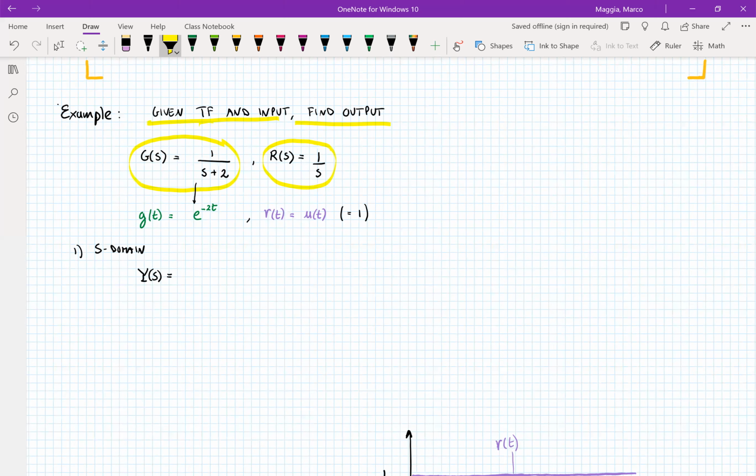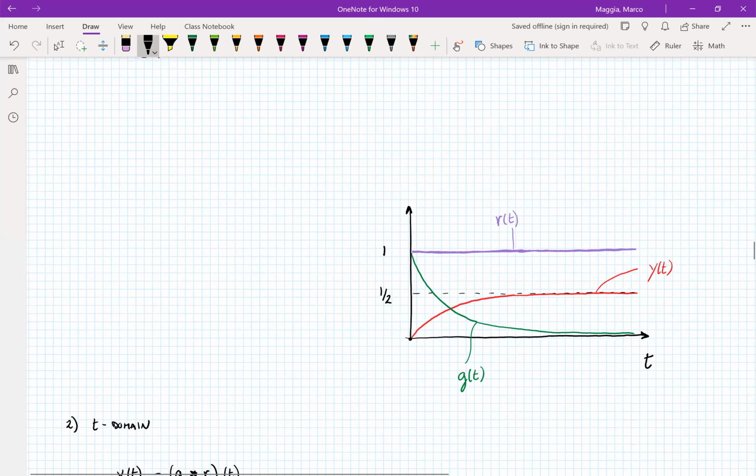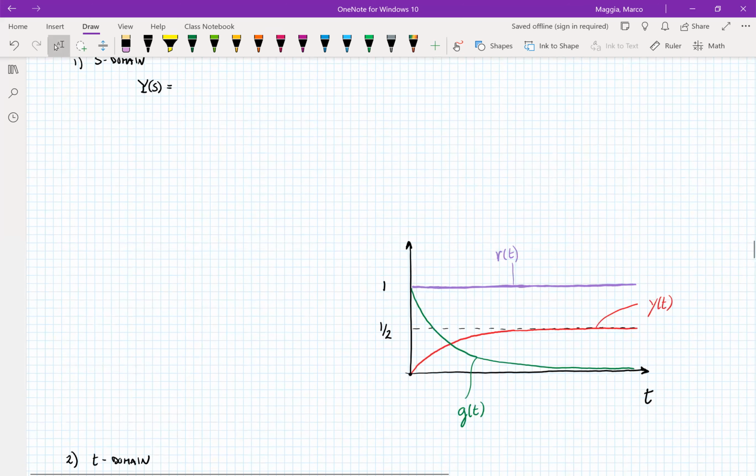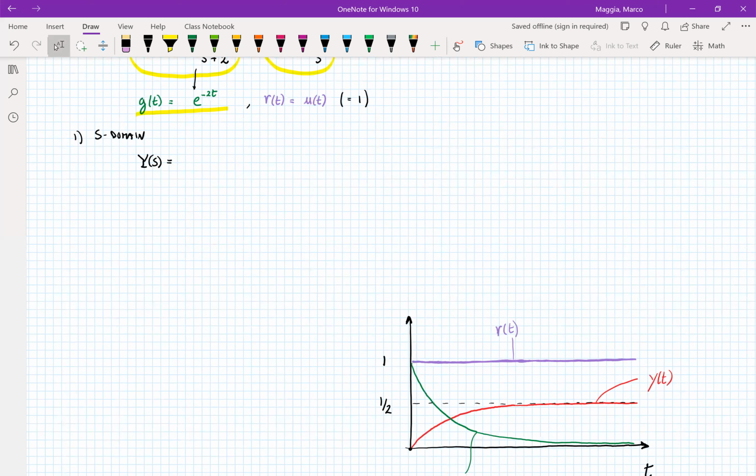So in the time domain, this is equivalent to having g of t equal to e to the power of minus 2t, and r of t equals u of t, or just simply 1. So I'm going to solve this in the S domain, and I'll let you do the same in the time domain, so you can compare whether or not you'll find the same output, which you should. I'm not going to do it step by step in the time domain, but all the steps are included in the notes. So I'll just cover the S domain.